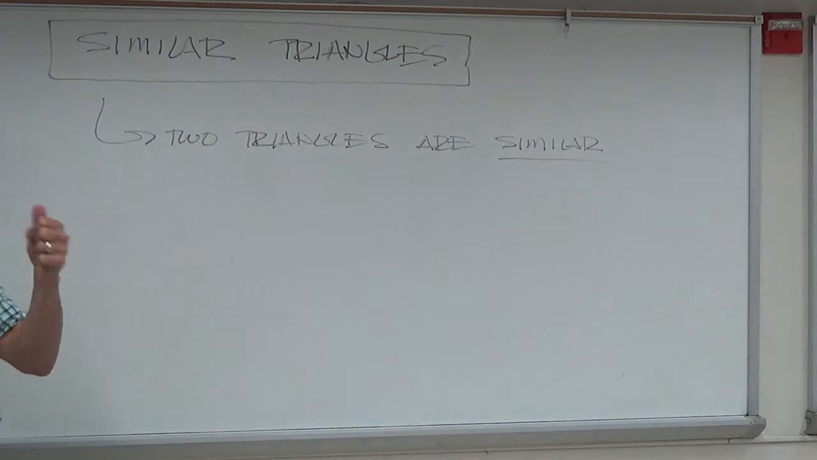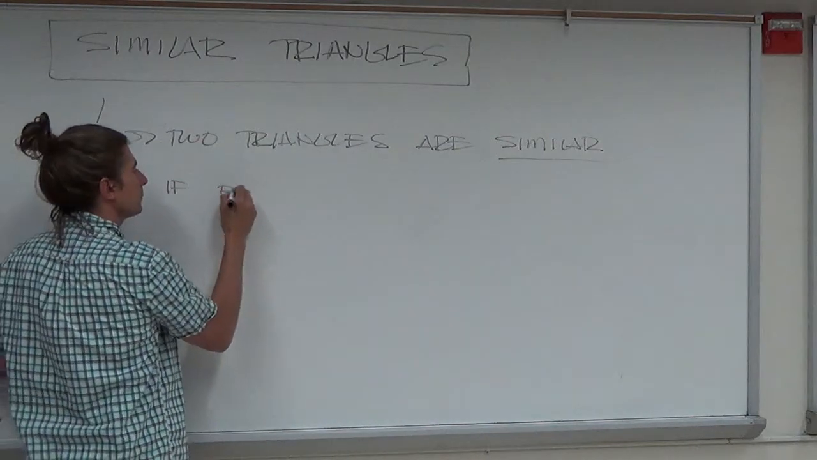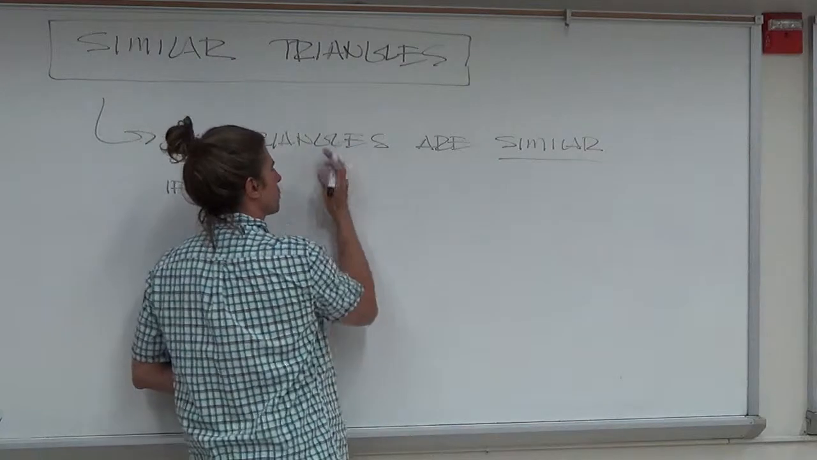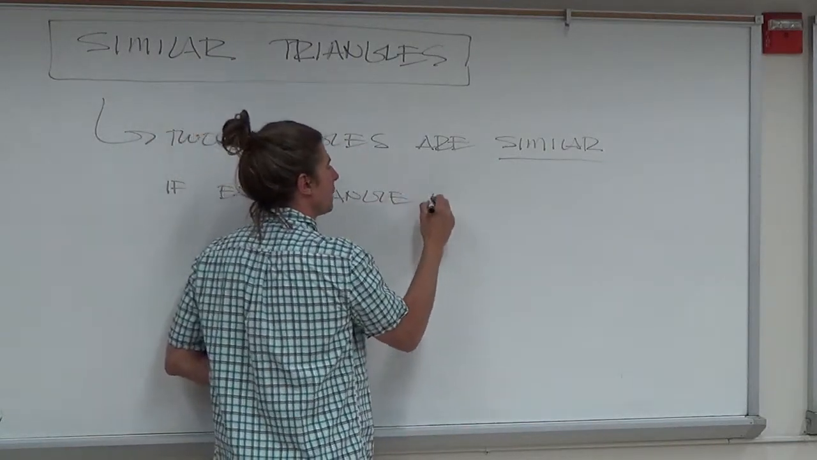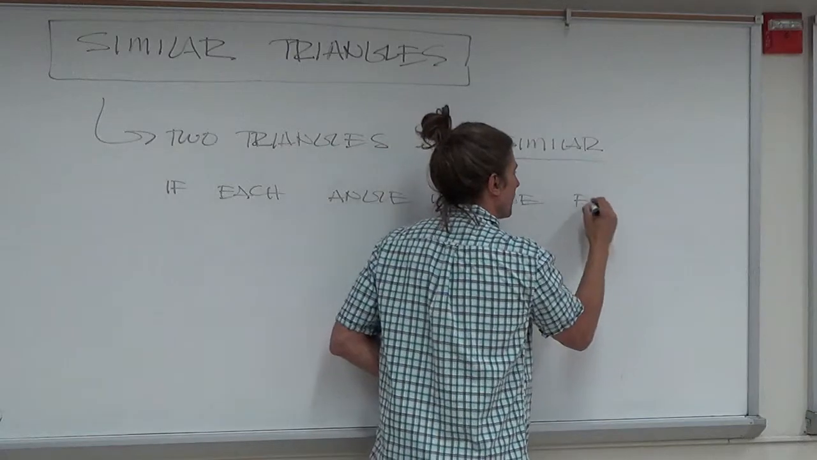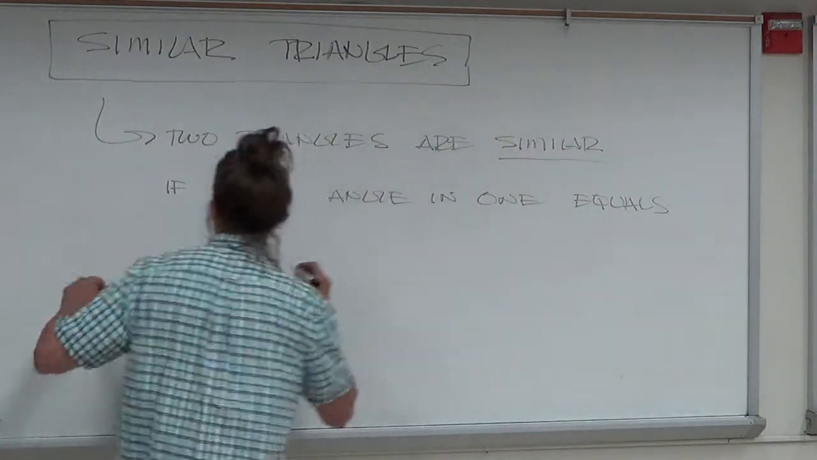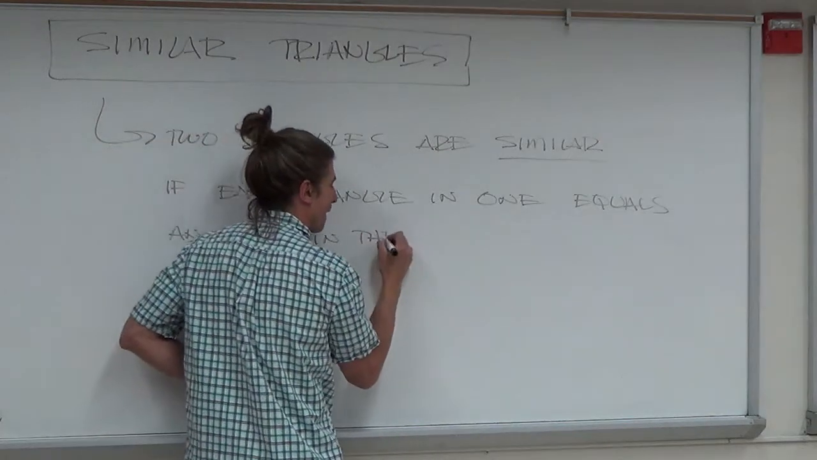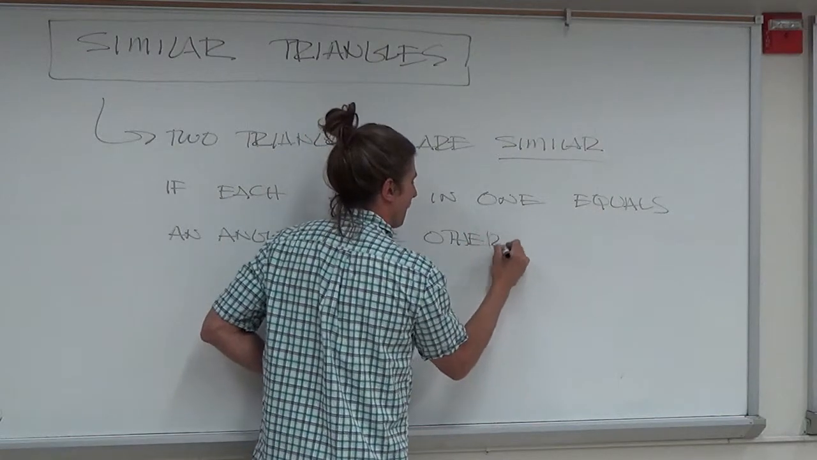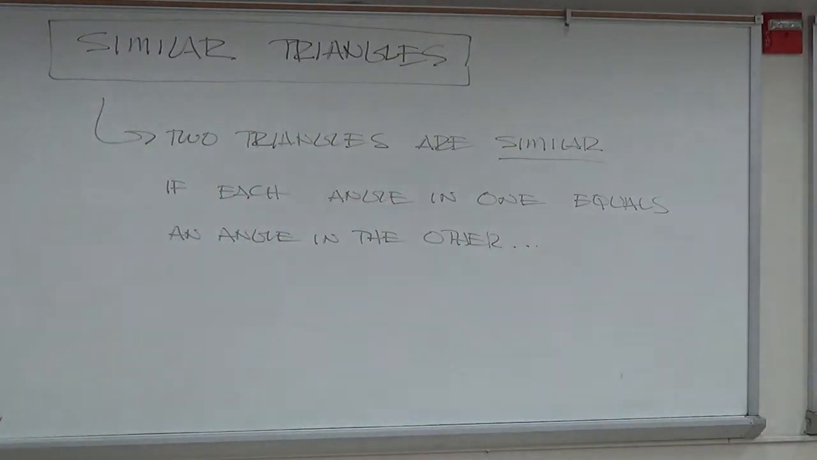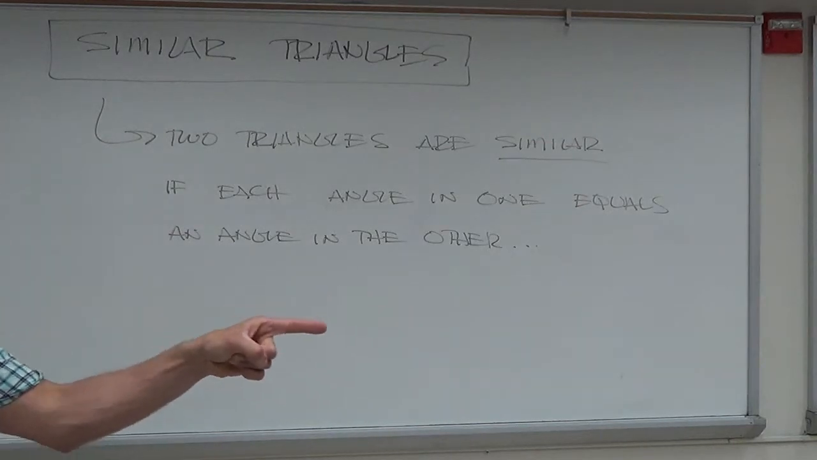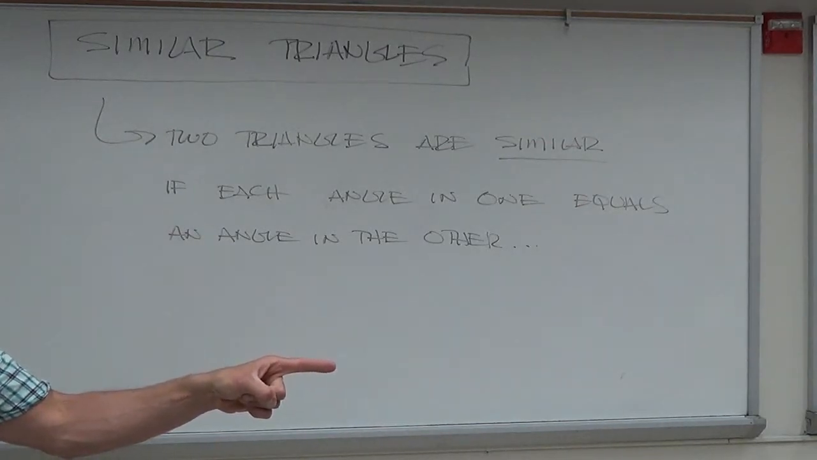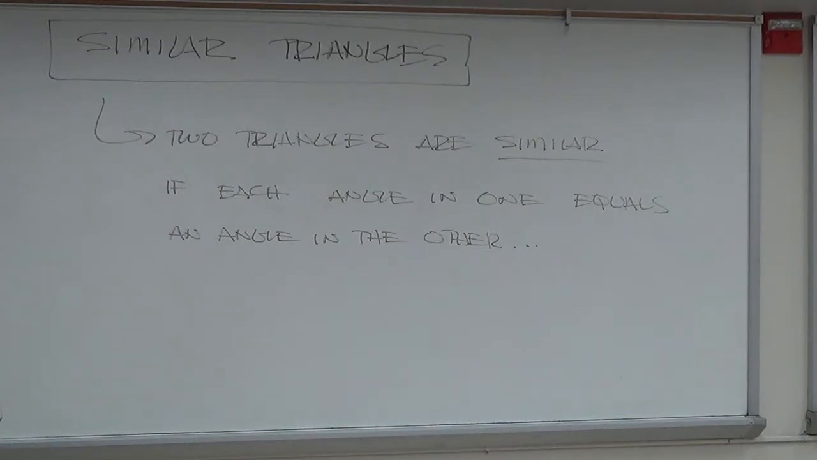And this is what makes triangles similar. If each angle in one of them equals an angle in the other, that's what makes triangles similar. If you have two triangles, and you can find an angle in one of them and say, okay, that one's 23 degrees, that one over there is 23 degrees. That one up there, that's 57 degrees, that one down there is 57 degrees.